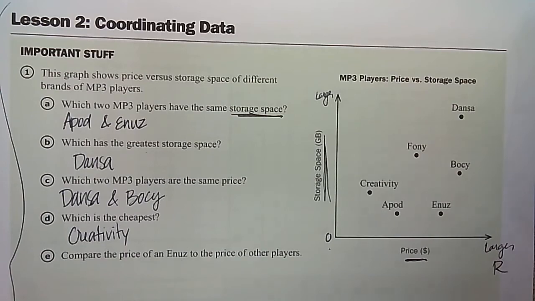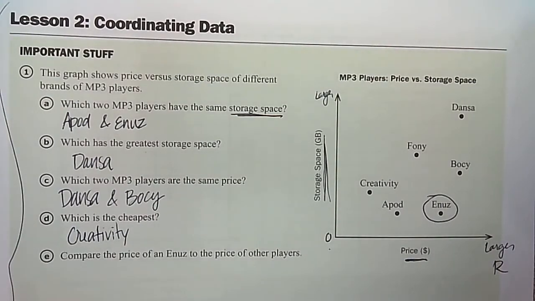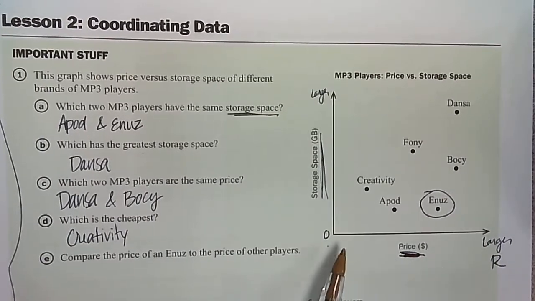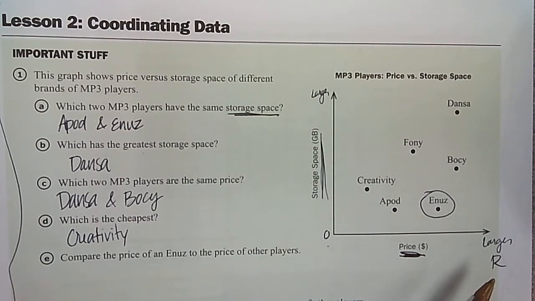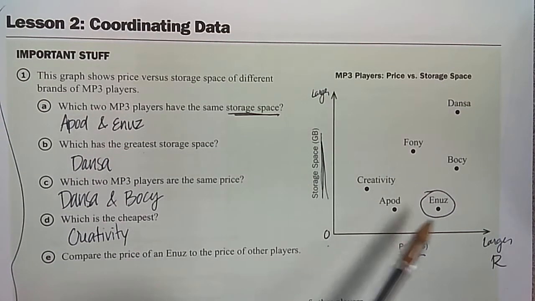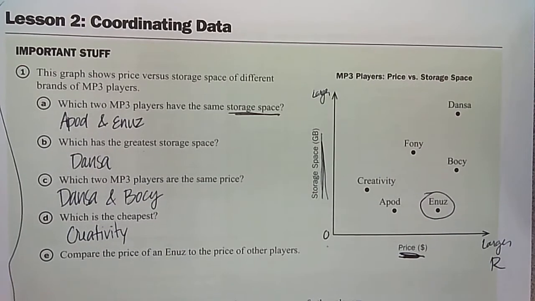Compare the price of eNoise to the price of other players. So compare the price. If I'm looking at price, I'm looking at this side. So cheaper ones are that way, more expensive ones are that way. Compare the price to the price of other players. I could say what was cheaper. I could say what was more expensive. So if those are your answers, those are good.